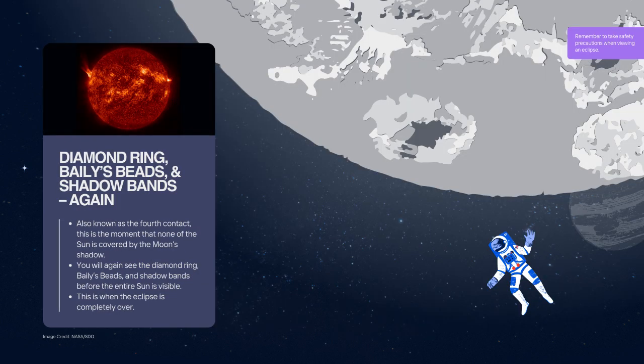Diamond ring, Bailey's beads, and shadow bands, again. Also known as the fourth contact, this is the moment that none of the sun is covered by the moon's shadow. You will again see the diamond ring, Bailey's beads, and shadow bands before the entire sun is visible. This is when the eclipse is completely over.